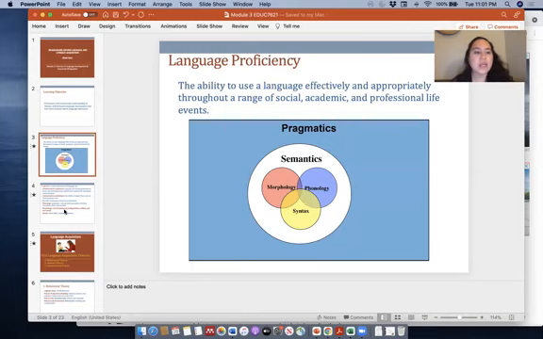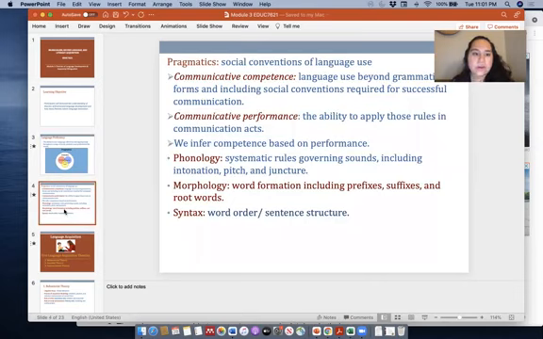Pragmatics refers to the social conventions of language use. Semantics refers to the meaning of language use. And then the other three are specific aspects of language. Phonology refers to systematic rules governing sounds. Morphology refers to the formation of words. So how do parts of words go together to form words? And then syntax refers to the order of words. So once our words are made up, what's their order in a sentence, for example, or a phrase?